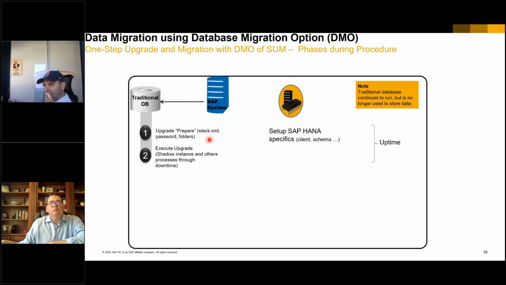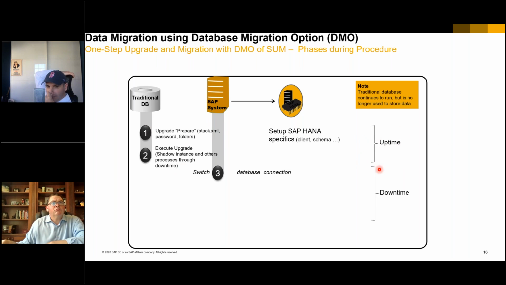So it's going to start in the same production box, calculating and preparing what type of data and what type of configuration it needs to load and migrate. It will create a shadow instance in the existing system. And this is all happening in uptime.